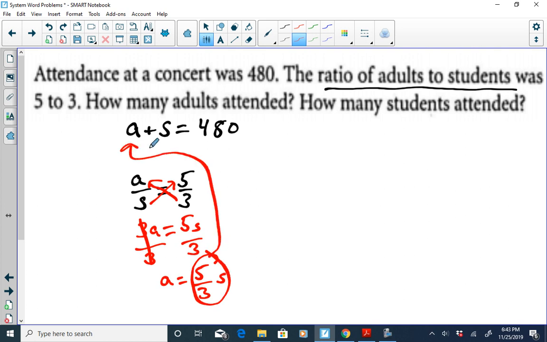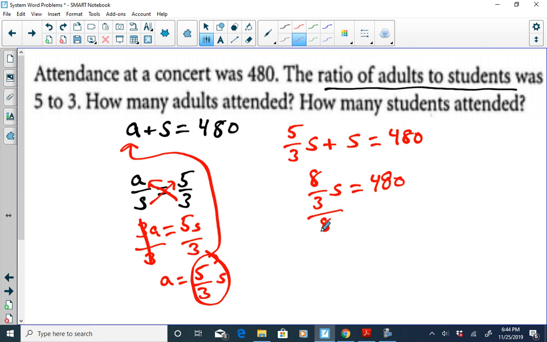And now we want to use substitution. I'm going to replace A in that first equation with 5/3 S. So now we have 5/3 S plus 1S is equal to 480. Well, what's 5/3 plus 1S? Well, we have to use a common denominator, so S, if I'm writing it as 1, is really 3/3. So I have 5/3 plus 3/3, which is the same as 1, gives me 8/3 S is equal to 480.